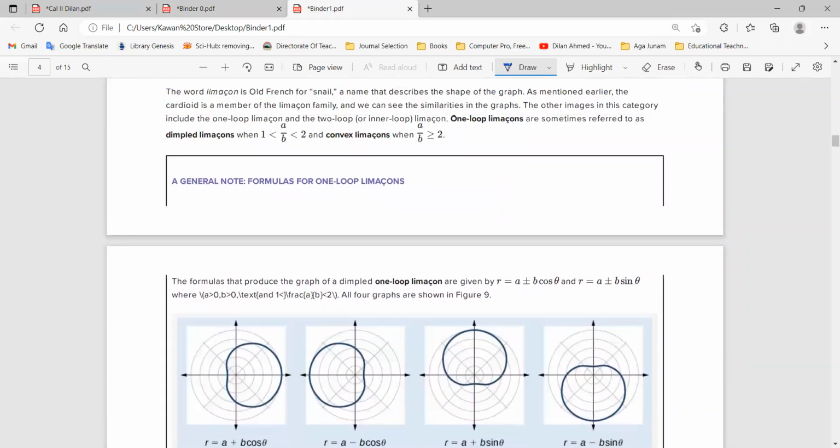How about the limacon? Loop with the limacon. It's better to call it just a limacon.